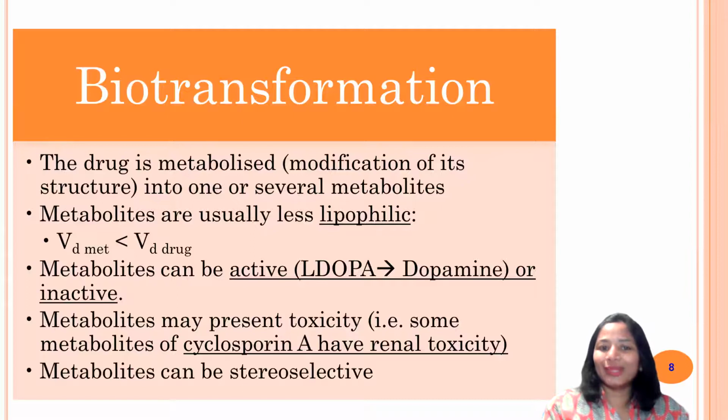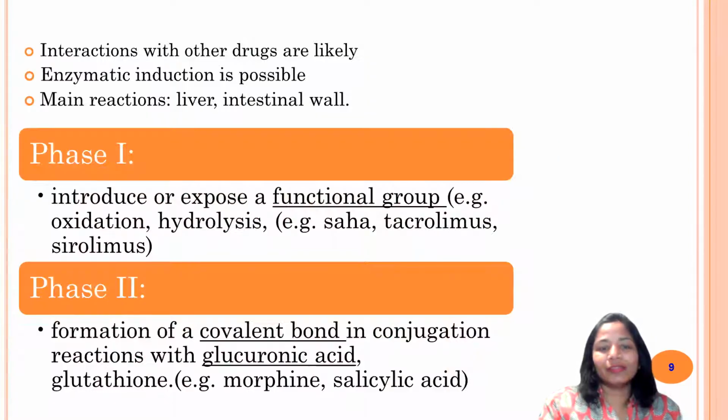Biotransformation, the drug is metabolized. And as we already saw, less lipophilic. What is lipophilic? Lipo and philic, which is less fat soluble. And therefore, the examples of the metabolites which are active are L-DOPA is converted into dopamine, which is used as a Parkinson's drug. Metabolites can also become toxic. Example, cyclosporin A has renal toxicity. And metabolites can also be stereoselective as well.